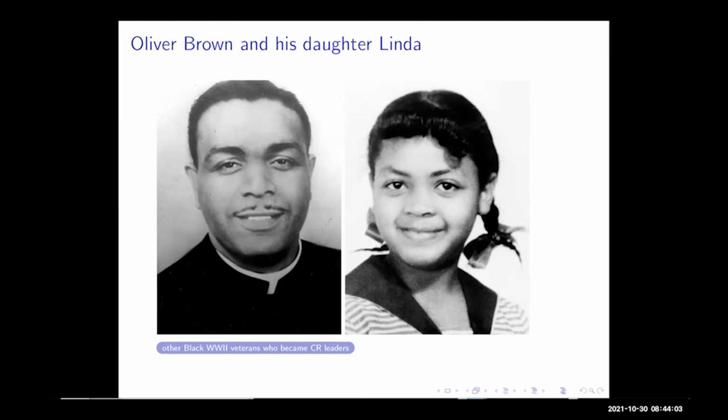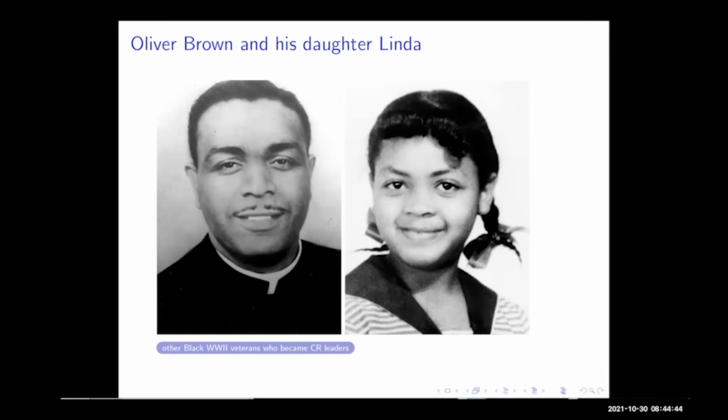So this is Oliver Brown with his daughter, Linda. And like I said, he was a minister, but he was also a World War II veteran. And he is the Brown in Brown versus Board. And he wanted to push for school desegregation exactly to provide his daughter with a better future, because he fought in the war and he said, hey, my kid is supposed to have a better future. And there are other examples of influential civil rights leaders later on that were veterans of World War II.